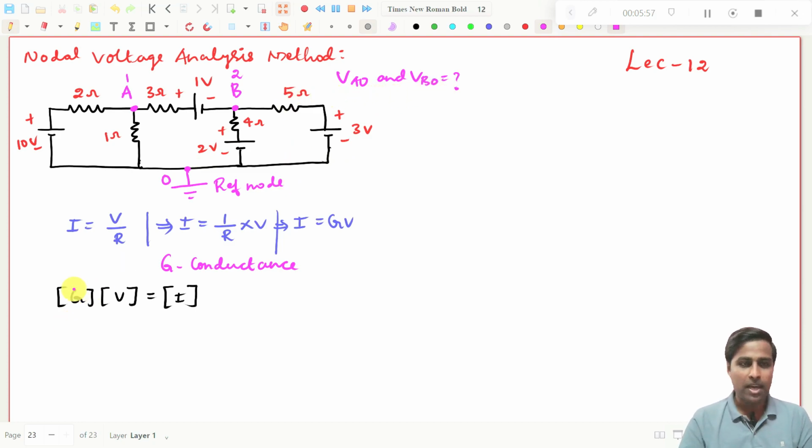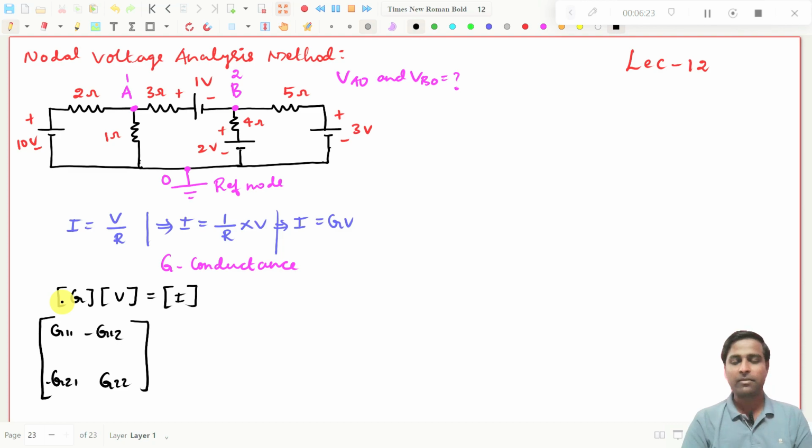Now you come here. This G matrix will depend on how many nodes you have. How many nodes you have here? Two nodes. Then obviously this G matrix will be 2 cross 2 matrix. That we have already seen anyhow. So this is G11, G12, G21, and this will be G22. And as we said already, all off-diagonal elements will be negative and diagonal elements will be positive. Then this V matrix will be a single column matrix again.